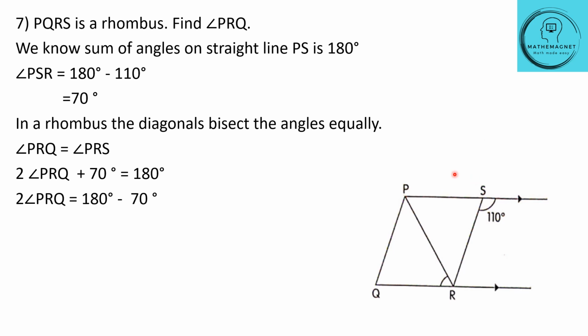So 2 times PRQ is equal to 180 minus 70 degrees, that is equal to 110. Now PRQ will be equal to 110 divided by 2, which is equal to 55 degrees. So the unknown angle PRQ will be equal to 55 degrees.